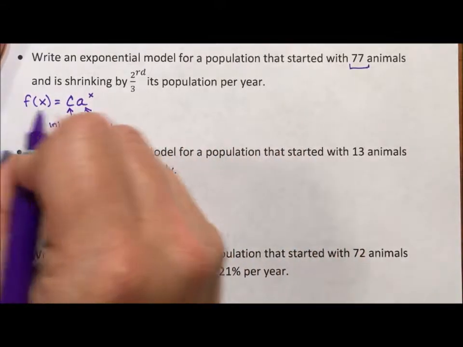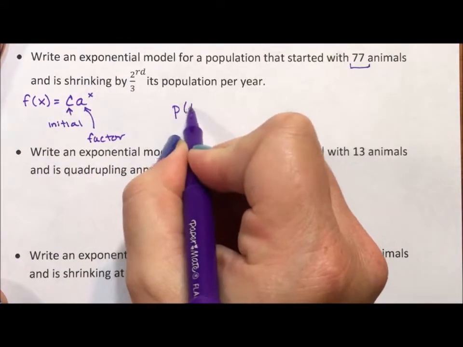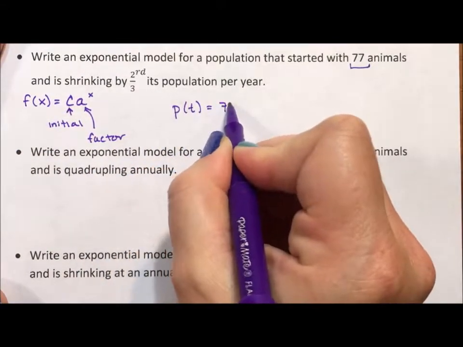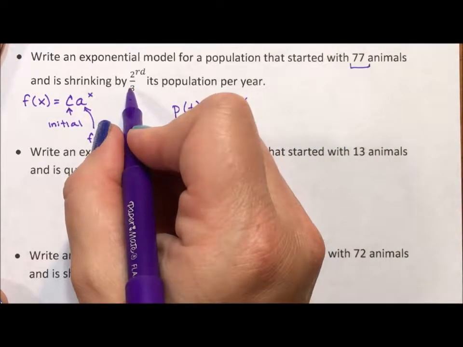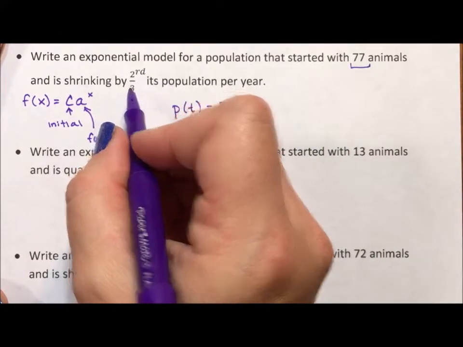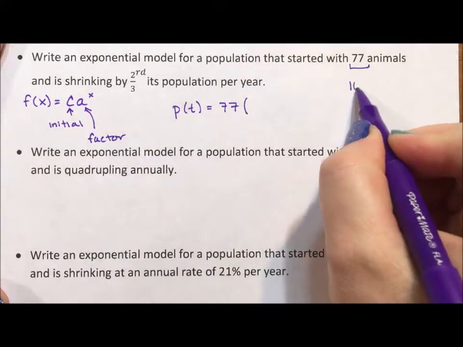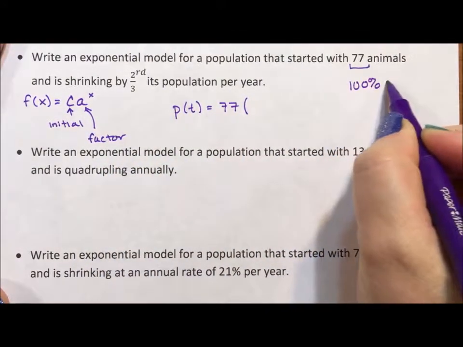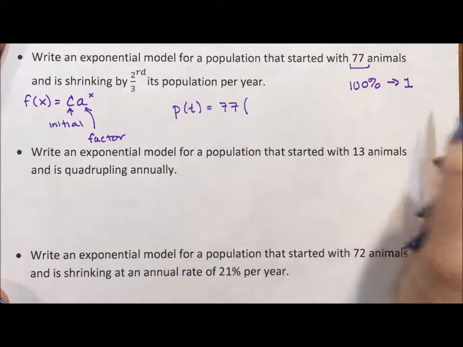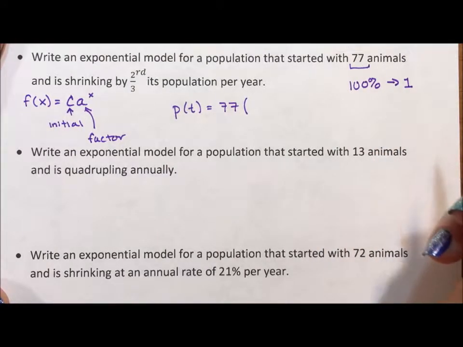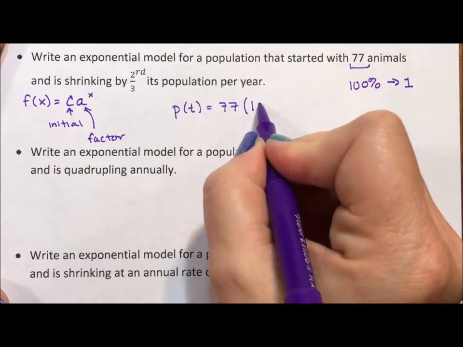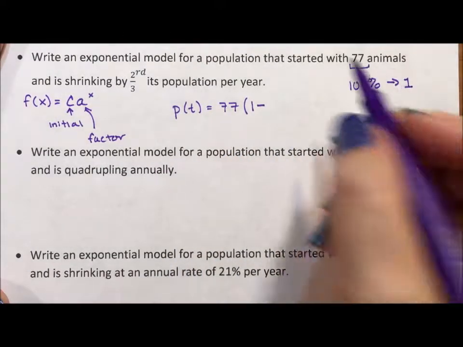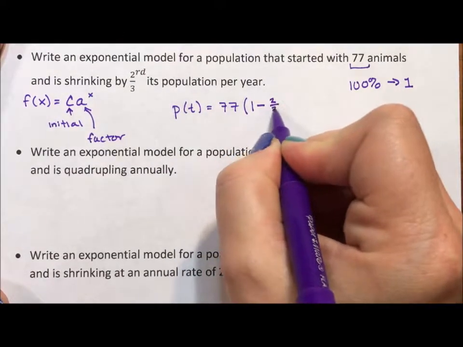I'm going to take my f of x and write it as p of t. We're starting with 77 animals. Two-thirds is being subtracted from the whole population. Well, 100% of the population written as a decimal is going to be 1. So these formulas often have the number 1 involved. So we start with 100%. We're shrinking, that means decay, subtraction, by two-thirds.